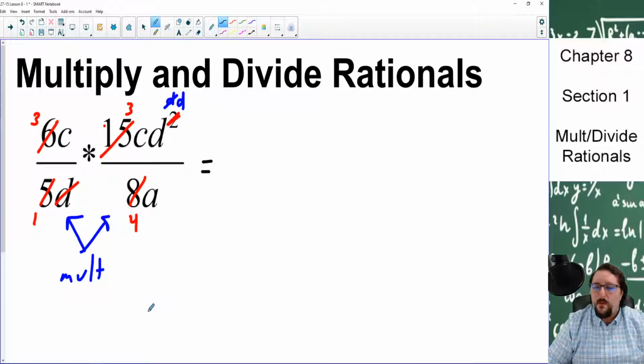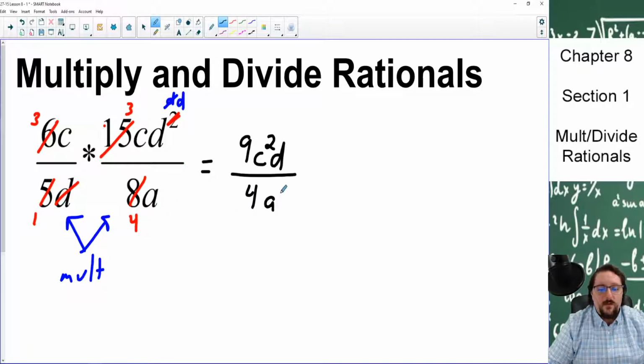So if we multiply across, like we do for all fractions, we'll get 3 times 3 is 9. We have 2 C's and 1 D left. A single C from the left and a single C from the right. And on the bottom, well, 1 times 4 is 4, and we have an A.